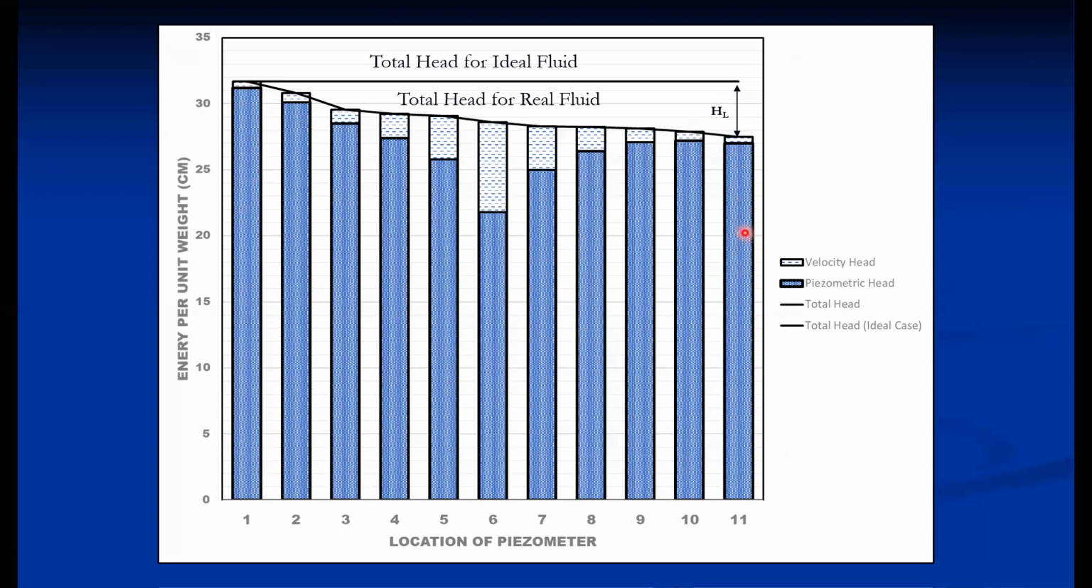That is, we can say P1 by gamma plus V1 square by 2G plus Z1 is equal to, if we consider the second section, P2 by gamma plus V2 square by 2G plus Z2 plus HL. So that proves, that verifies the modified Bernoulli's equation. So that's it from this experiment.